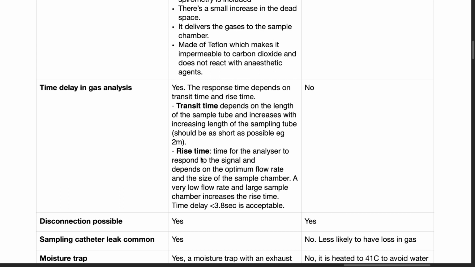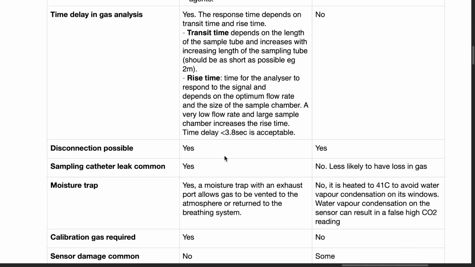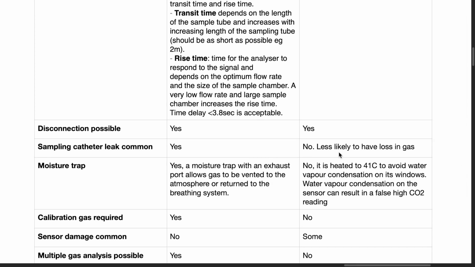The rise time is the time for the analyzer to respond to the signal and depends on the optimal flow rate and the size of the sample chamber. A very low flow rate and a large sample chamber increase the rise time. A time delay of less than 3.8 seconds is acceptable. There is no time delay in the gas analysis of a mainstream analyzer. This connection is possible in the side stream analyzer and also in the mainstream. Sampling catheter leak is common in the side stream but not common in the mainstream analyzer.